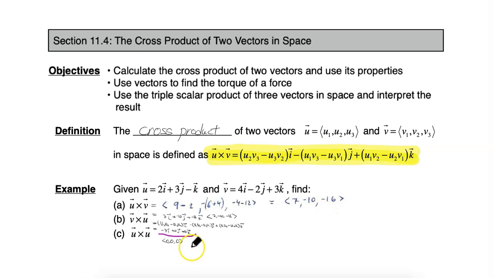Finally, u cross u, if you proceed to do the calculation, you'll see quite easily why this happens. The answer is 0. So u cross u equals 0, 0, 0. It's pretty obvious when you actually go through the calculations.